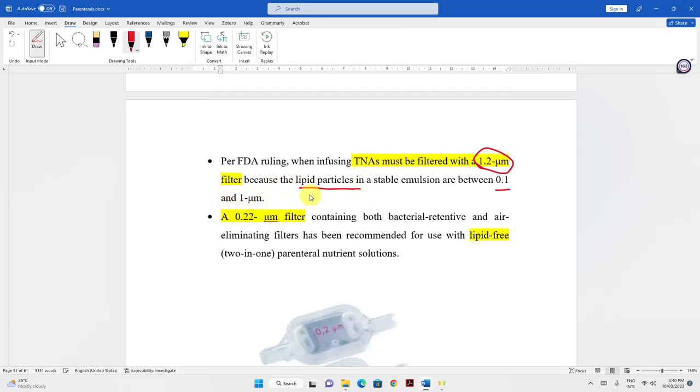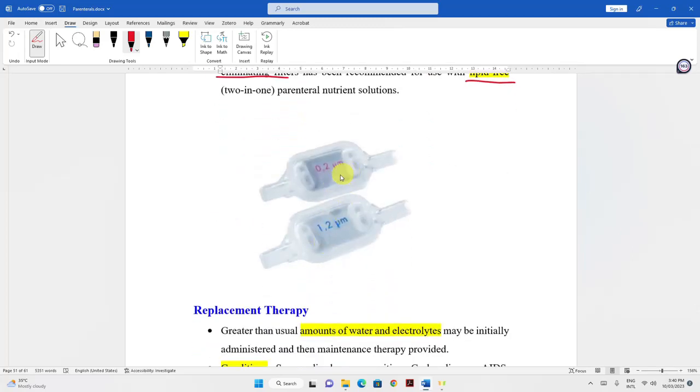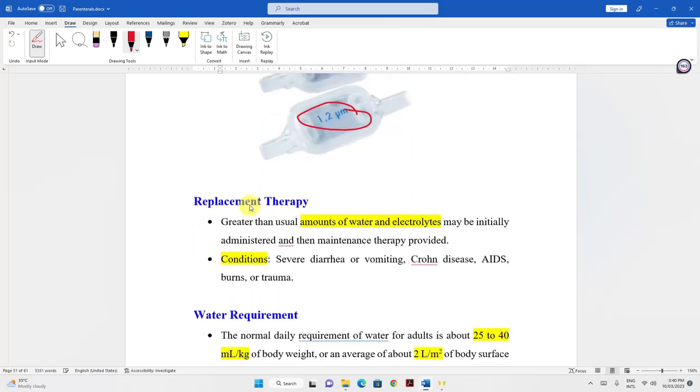If there is no lipid, so it's not an emulsion, then you will need to use a 0.22 micrometer filter that will prevent and retain not only bacteria but also it's for air elimination. So use this filter when the preparation is lipid free, like in a 2-in-1 preparation. These are the inline filters that are used. You see this one for preparations containing lipids, and this one when there are no lipids.